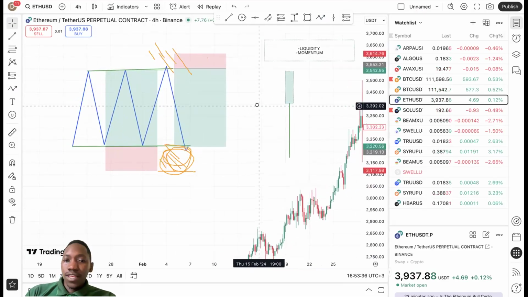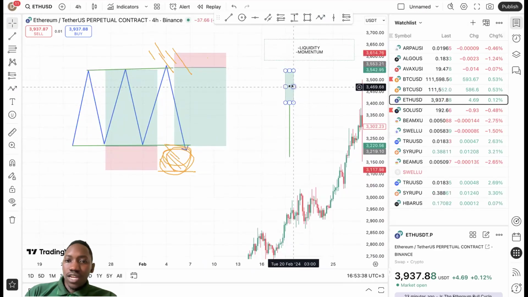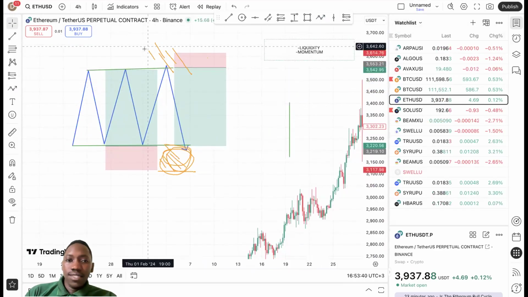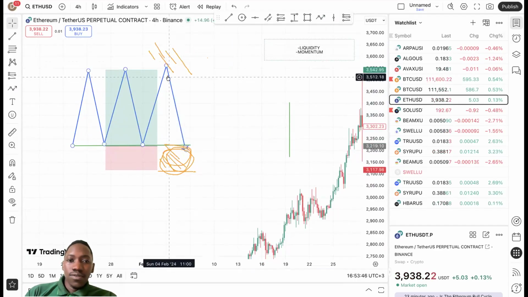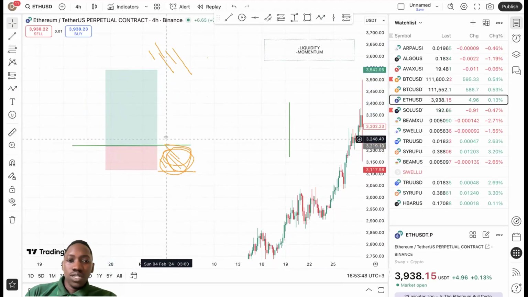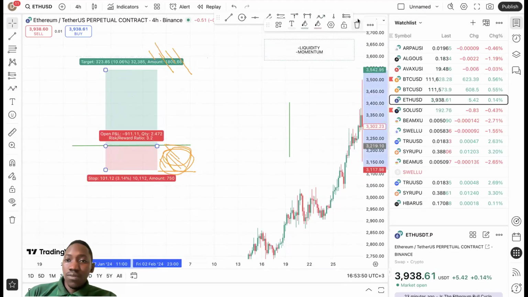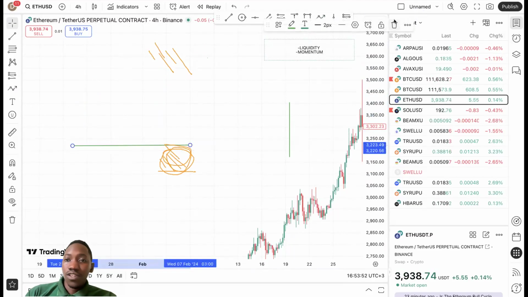What else can I share with you here? Maybe trend liquidity. Let me delete this. I was just illustrating something here. Maybe trend liquidity could also be a good concept, though I don't use trend liquidity, but you can use it also when you've understood how to use it.